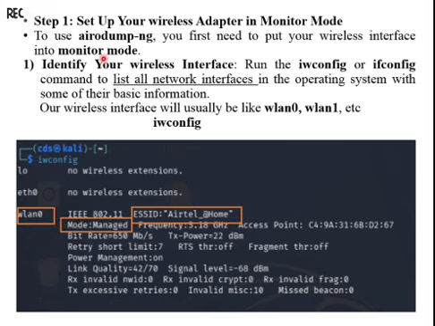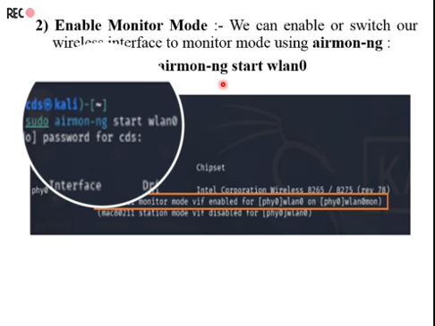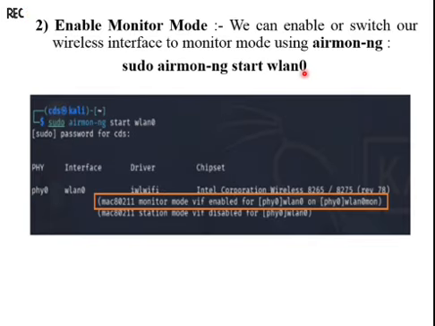So to use Airodump-ng, I have to change this mode from manage to monitor mode. The second command enables the monitor mode of our interface. We use the command sudo airmon-ng start wlan0, because we are running our network from wlan0. Once we run this command, it will ask for your password. I type the password, and after that it will show me a message like this.